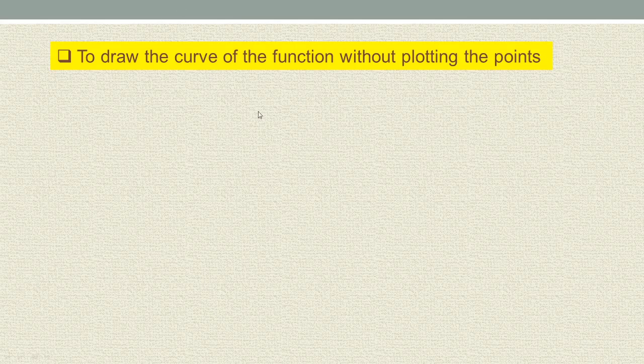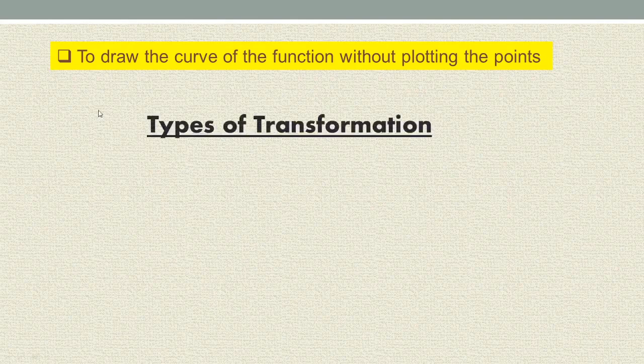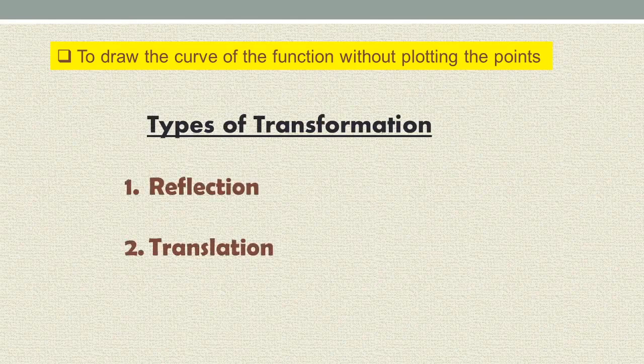So this is the proper way of drawing the graph for a given function. Graphing transformation helps us to draw the curve of any function without plotting the points. No need to plot any points, but roughly you can draw the curve of the function by using graphing transformation. This is the main objective of this topic. Now let us see the types of transformation. The first type is reflection, the second is translation, and the third is dilation.